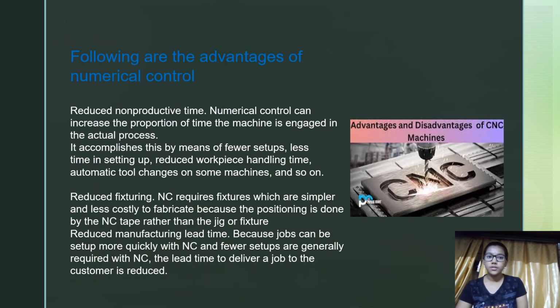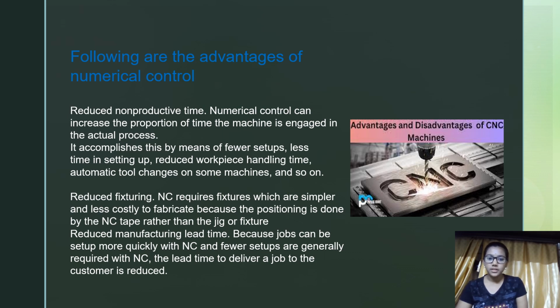Following are the advantages of numerical control. Reduced non-productive time. Numerical control can increase the proportion of time the machine is engaged in the actual processes. It accomplishes this by means of fewer setups, less time in setting up, reduced workpiece handling time, automatic tool change on some machines, and so on. Reduced fixturing. NC requires fixtures which are simpler and less costly to fabricate because the positioning is done by the NC tape rather than the jig or fixture.